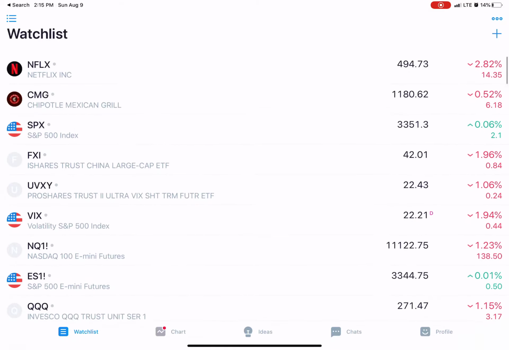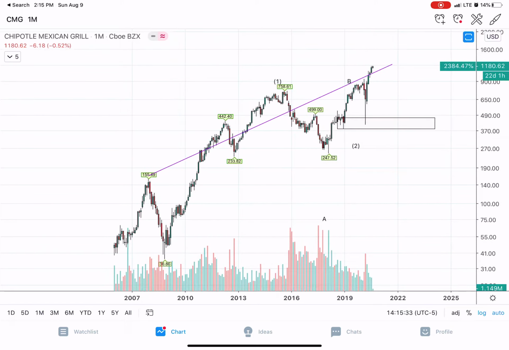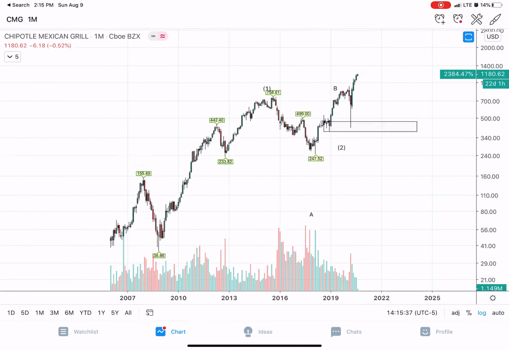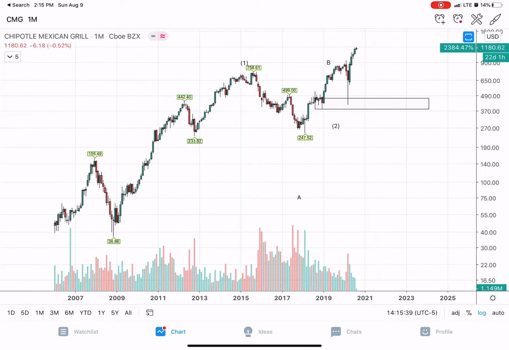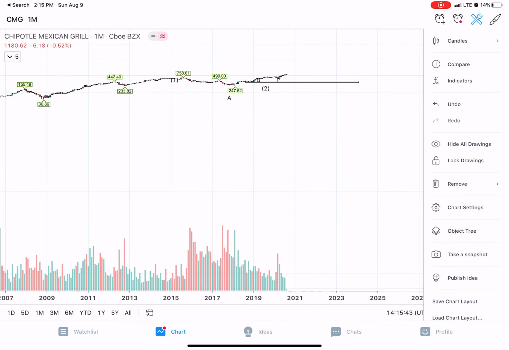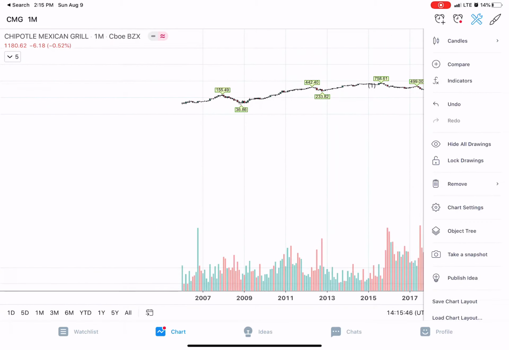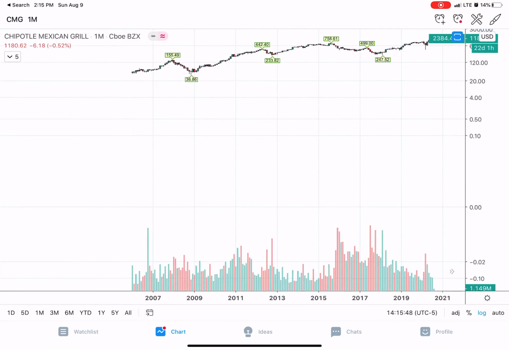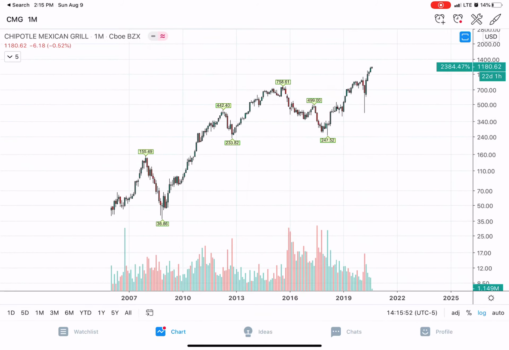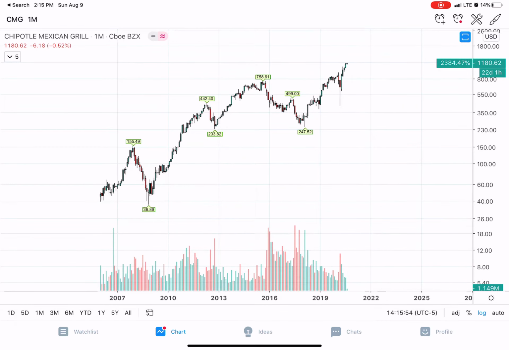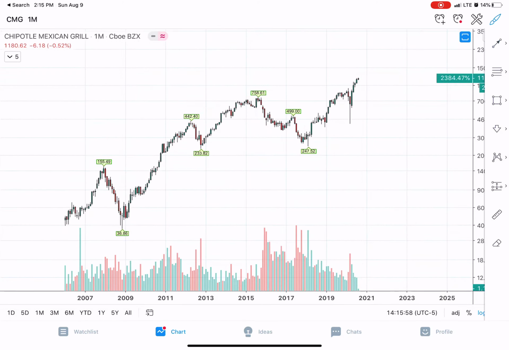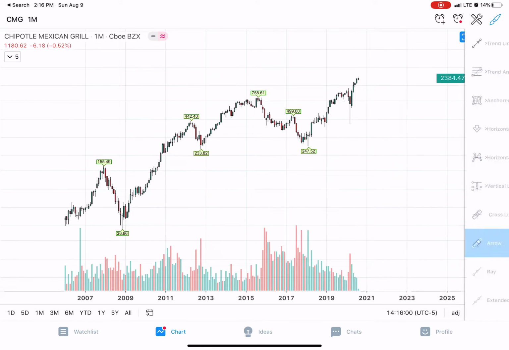What's another name I was gonna look at? Okay, we can look at Chipotle. Here's a chart on Chipotle. Let me delete these drawings. Zoom out. Okay, so here's a chart on Chipotle, and you could see more channels that are being respected.